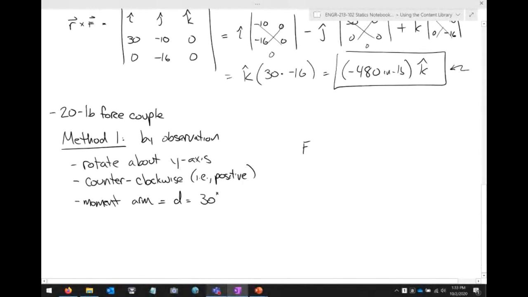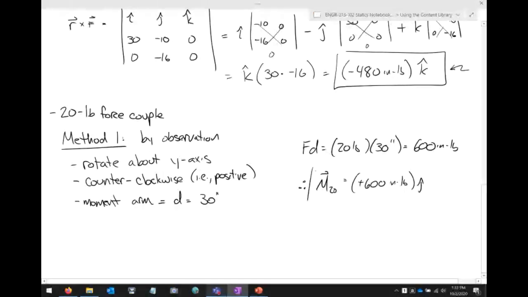All right, so F times D is 20 pounds times 30 inches, which is 600 inch-pounds. And so M2O is positive 600 J. I just wanted to get all that written out, and then we're going to talk about the direction here in a second. So this is positive 600 J. Okay, now, Mr. Brown, you asked a question about the rotation.